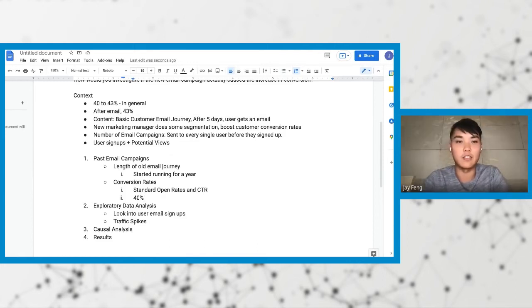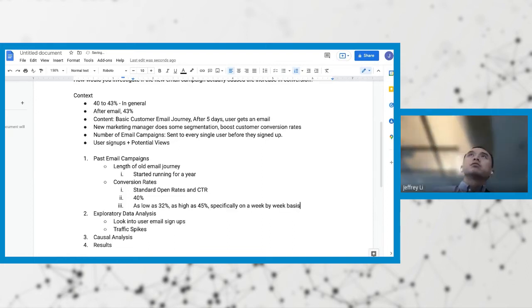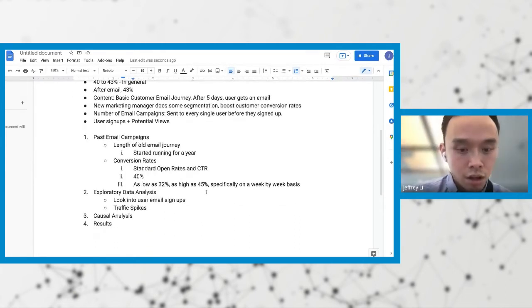Yeah, so let's say that historically it's been as low as like 39, 30, 32% maybe even, and then as high as 45% before as well. And so this is specifically on a week-by-week basis. Okay, so generally the upper bound is around 45% and it can get as low as 32%. Okay, cool.